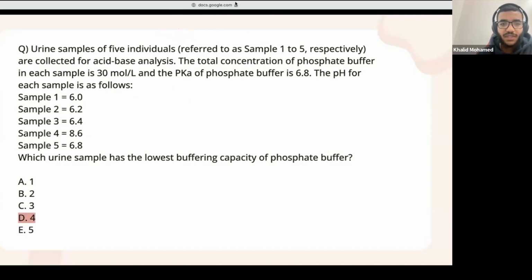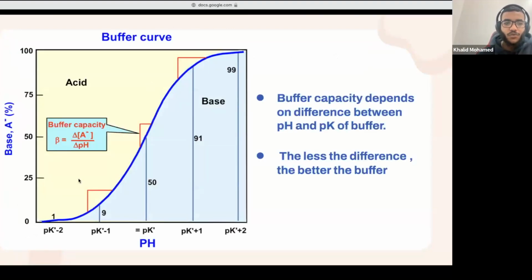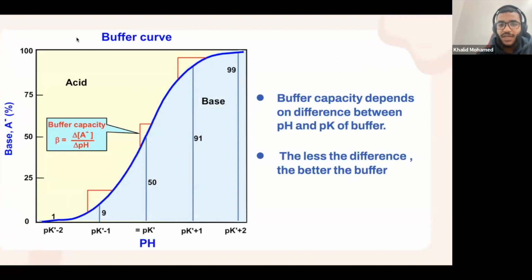Excellent. So it is D, and it's exactly as Yasser said. It's because there's the highest pH-pK difference. Okay, so this is the buffer curve, and this portion over here shows the buffer capacity, which is where the buffer will work the best and where the buffer could actually show a difference. This depends on the pH of the sample and the pKa of the buffer.